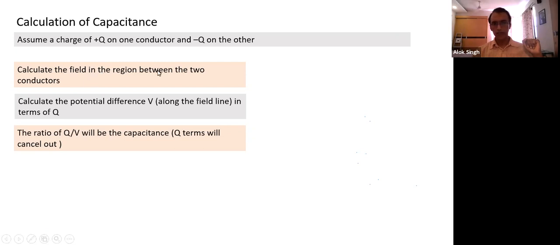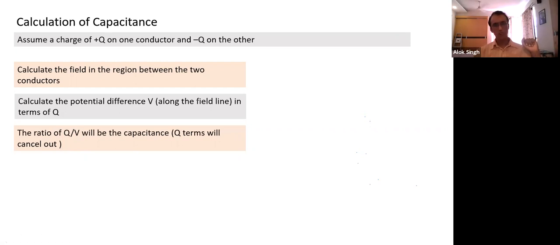Then we calculate the field in the region between the two conductors. Then we calculate the potential difference V along the field line in terms of Q. The field will depend on Q, so the potential difference is also in terms of Q. Then we take the ratio of Q by V, that is the capacitance. The V also will be in terms of Q, so the Q terms will cancel out. We'll get a ratio which will be free of Q, and that ratio is called capacitance.